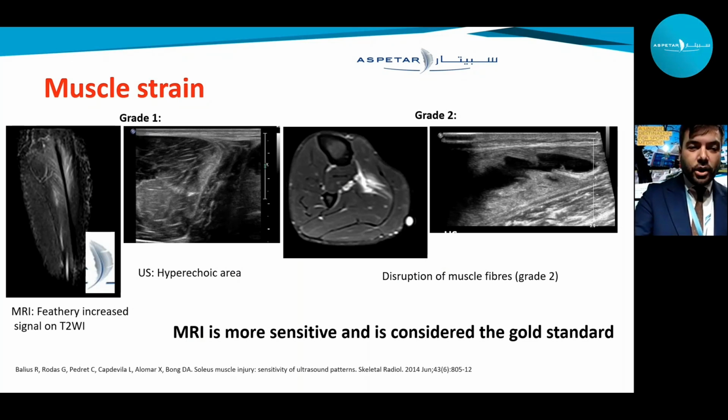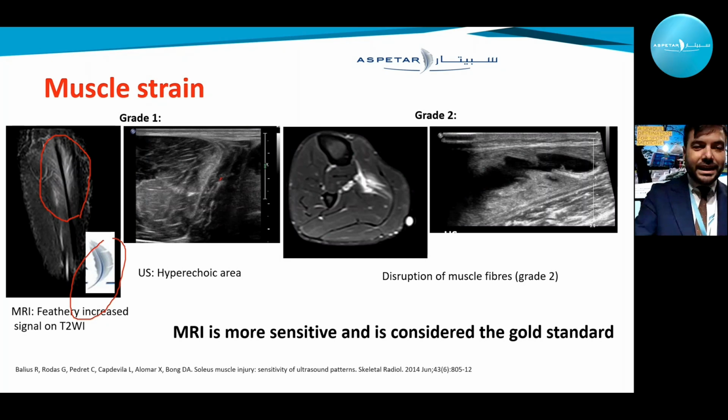So mainly with muscle edema. A grade 1 injury normally is muscle edema. As you can see here in this coronal MRI view, we see increased signal intensity. They describe it as feathery because it looks like a feather, okay? And this is the typical grade 1 injury.